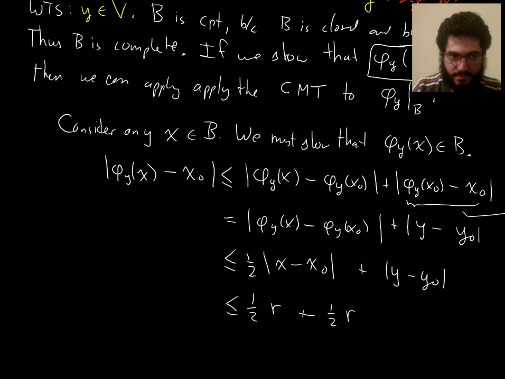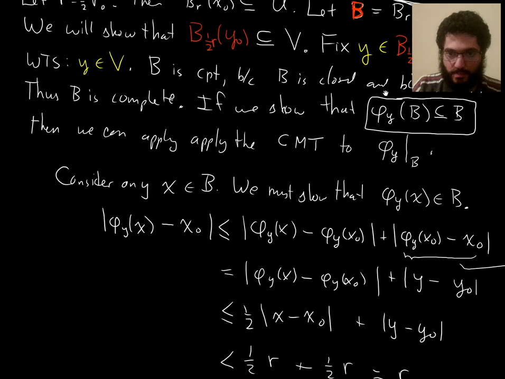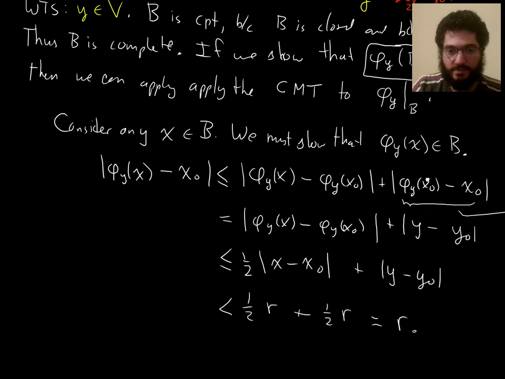And actually, this is now a strict inequality, since this is actually strictly less than 1/2 r. Not that it needed to be, but it just is. Okay, great. So phi sub y maps x to something that is within distance r from x0. So phi sub y maps x into the set B. And so we have proven this boxed-in statement here. Phi sub y maps B into itself.